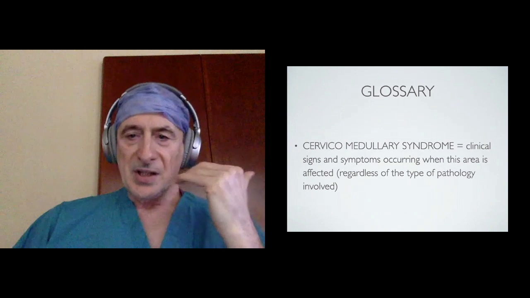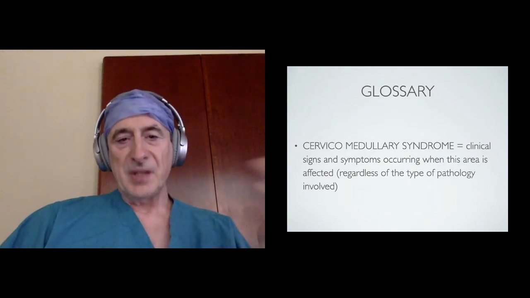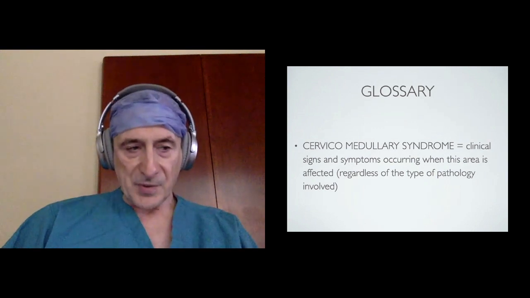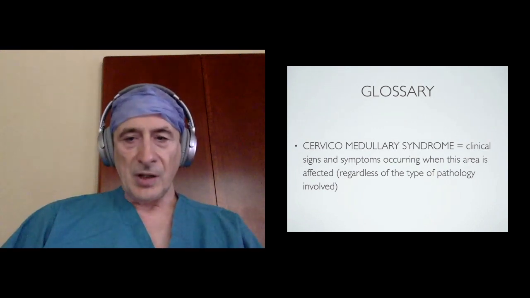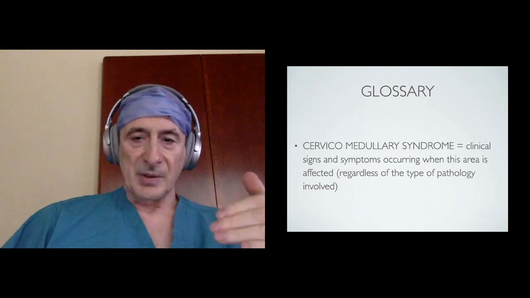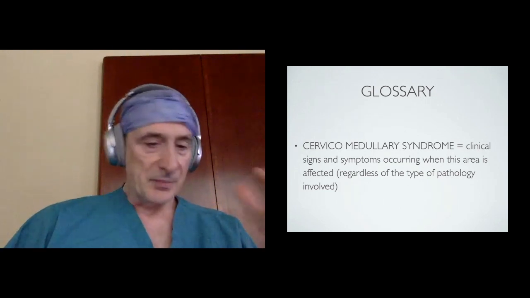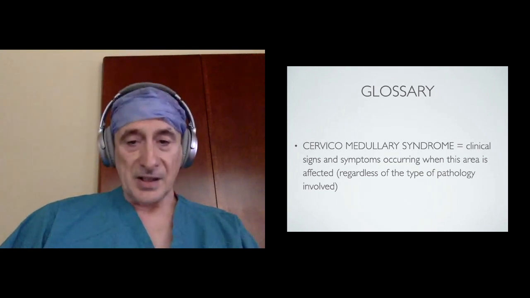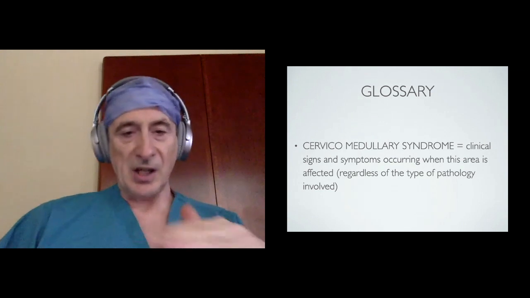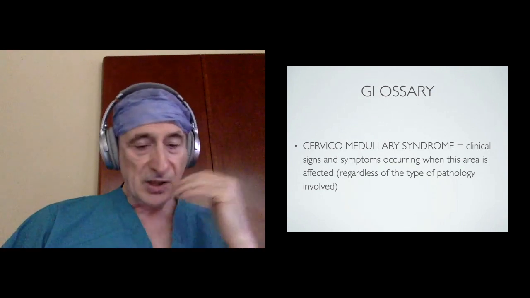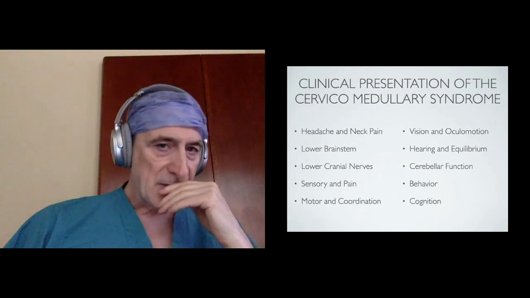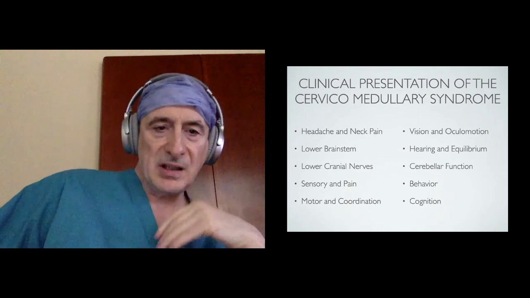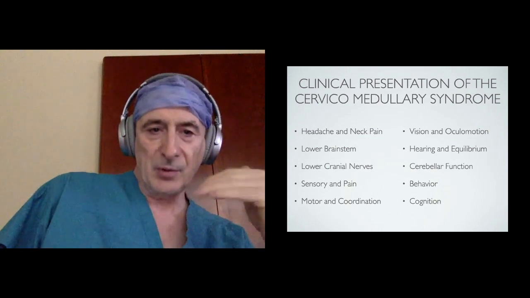The cervicomedullary syndrome is the complex of symptoms, whatever you guys feel, and signs, whatever an external observer can see, which occur whenever this region is affected. That's regardless of the type of pathology involved. It can be trauma, it can be a tumor, it can be anything else: Chiari, craniocervical instability. The syndrome can be quite complex because there are a lot of cables passing by.